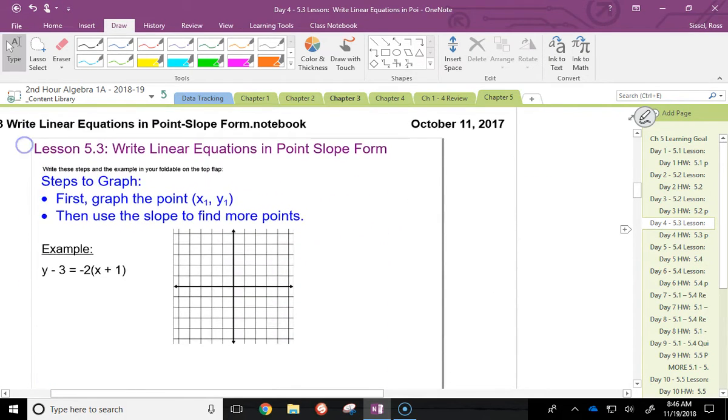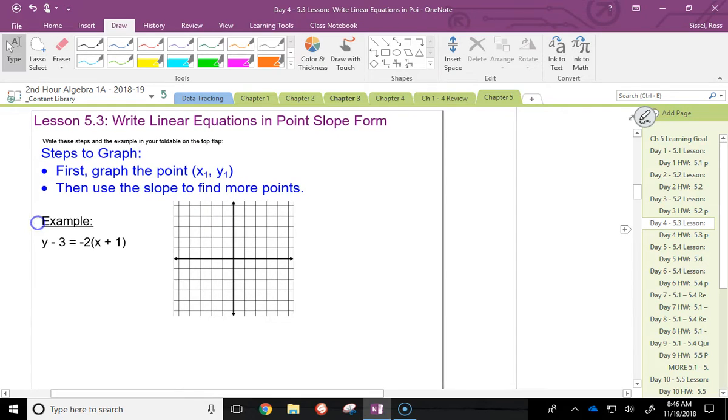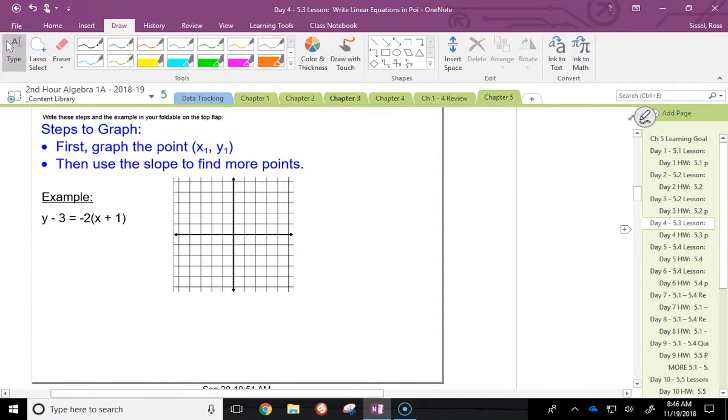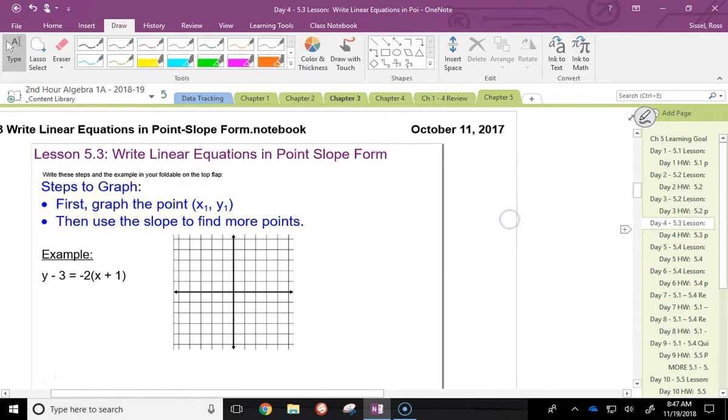Now, these are the steps. This is what we'll put on our foldable tomorrow. I'll help you with it. We'll take extra time. I apologize. I thought I had them printed. First, you are going to graph the points x1 and y1, then use the slope to find more points. Sounds easy. There's one catch. I told you this would be way too easy if that's all there was to it. The only catch on this is my coordinate points are the opposite for positive and negative than they're listed in point slope form.